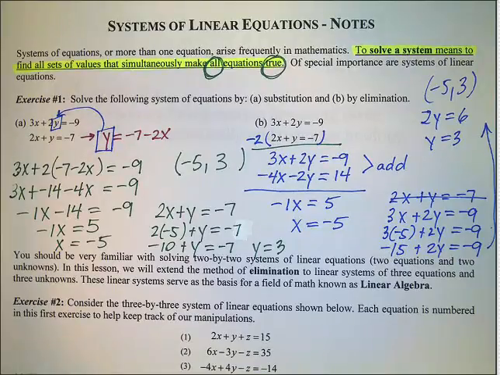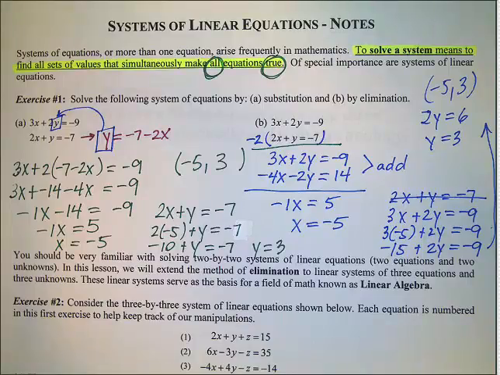So when we have what we call a 2 by 2, 2 variables, 2 equations, you can use substitution or elimination. It does not matter. In this class, we will be doing 3 by 3s, and you will only have one choice to solve, and that is called elimination. So you should be familiar with solving 2 by 2 systems of linear equations, 2 equations and 2 unknowns. In this lesson, we will extend the method of elimination to linear systems of 3 equations and 3 unknowns. These linear systems serve as the basis for a field of math known as linear algebra.